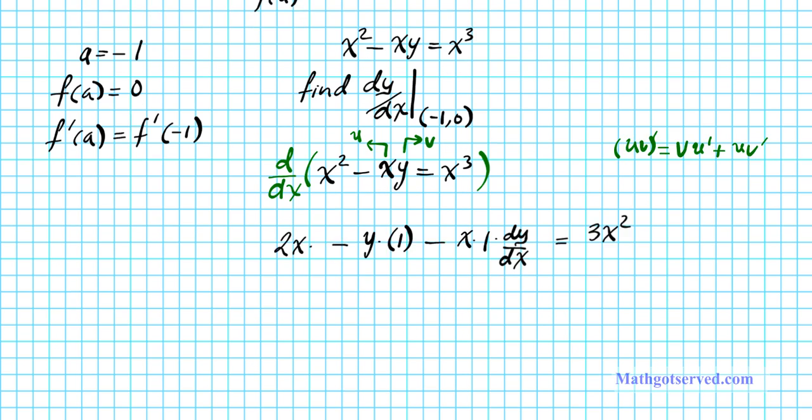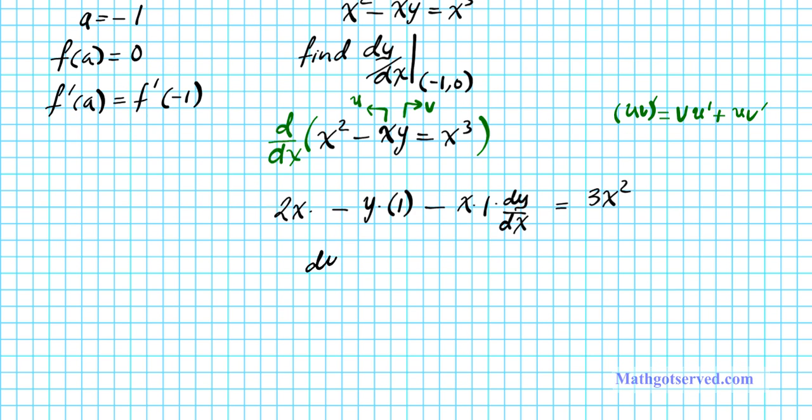Okay, so if we want to get dy dx isolated, we're just going to have dy dx equals 3x squared, we subtract 2x from both sides and add y to both sides, okay? And then we have a negative x coefficient there, so we're going to divide both sides of the equation by negative x. So we'll end up with negative x on the bottom.